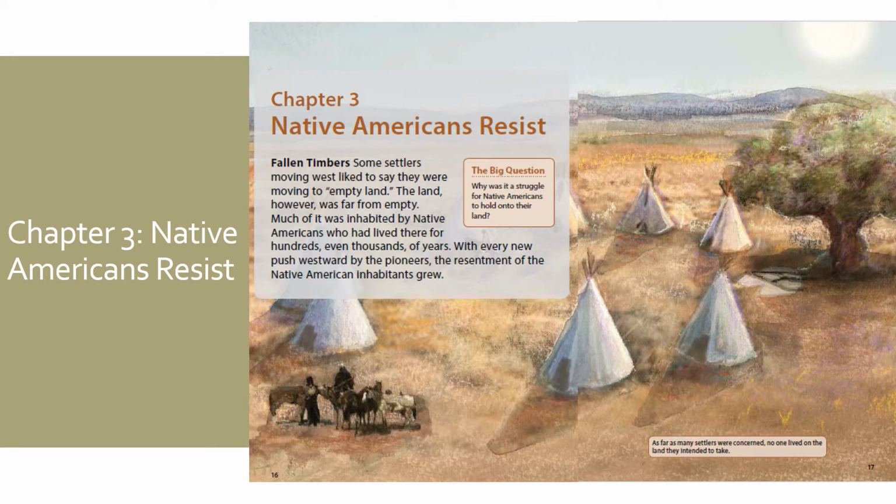Chapter 3, Native Americans' Resistance. Fallen Timbers. Some settlers moving west like to say they were moving to empty land. The land, however, was far from empty. Much of it was inhabited by Native Americans, who had lived there for hundreds, even thousands of years. With every new push westward by pioneers, the resentment of the Native American inhabitants grew. So resentment means that they were starting to become very angry with the pioneers and the settlers.